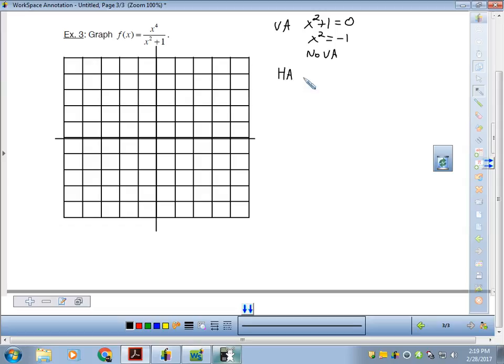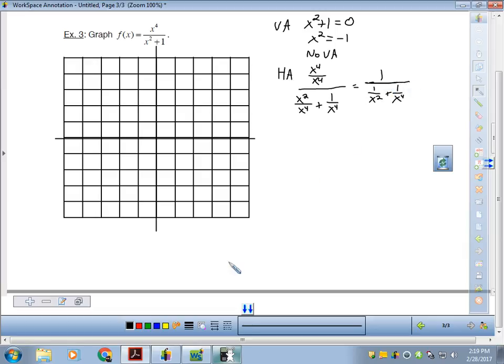All right, horizontal asymptote. Well, if we divide by the highest power of x, that's x to the 4th. So x to the 4th divided by x to the 4th over x squared divided by x to the 4th plus 1 divided by x to the 4th. That gives us 1 over x squared plus 1 over x to the 4th.